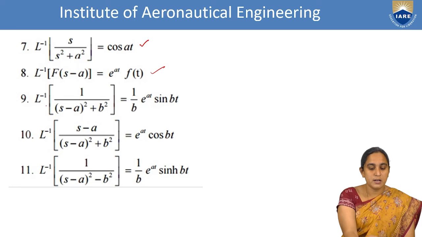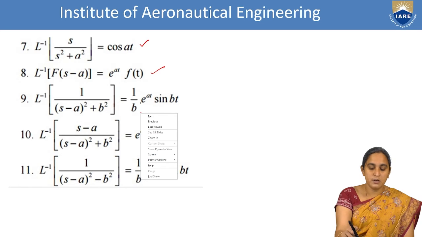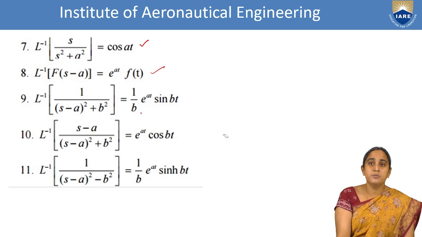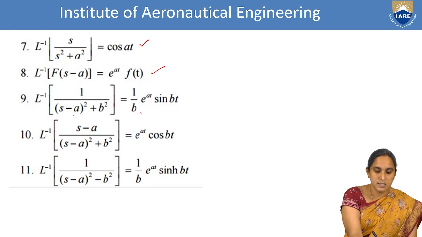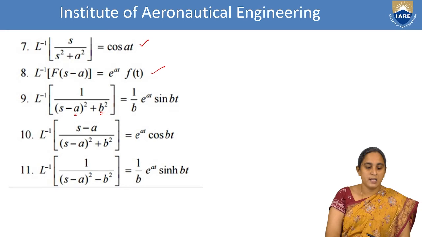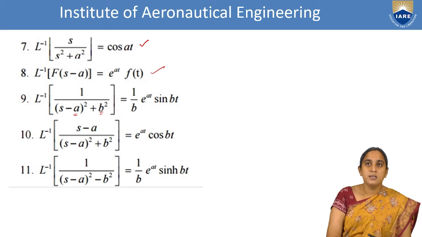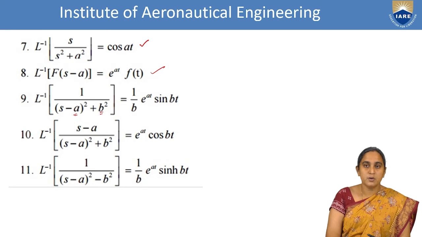Next, ninth one, Laplace inverse of 1 by s minus a whole square plus b square. Here, s minus a whole square plus b square, for that case the formula is 1 by b into e power at into sin bt. This is a and this is b. And the 10th formula, Laplace inverse of s minus a by s minus a whole square plus b square. For that case the formula is e power at into cos bt.